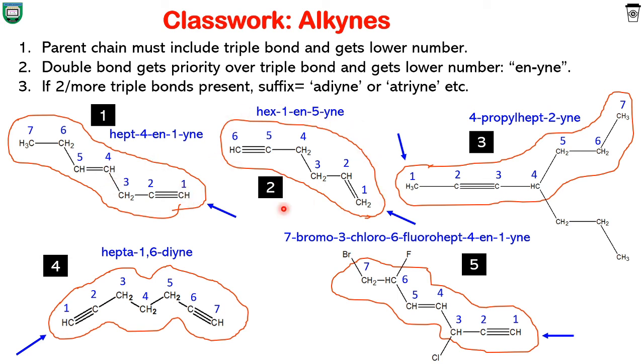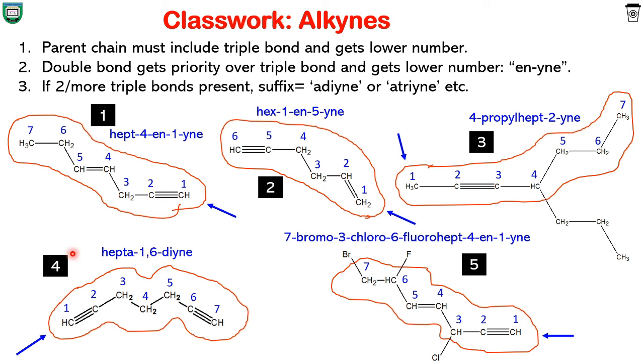Let's look at the second molecule. In second molecule, if you start numbering from right, double bond gets first position. If you start numbering from left to the right, triple bond gets first position. In that case, double bond gets priority. And these molecules are en-yne molecules. So we omitted the E, second E, E-N-Y-N-E. Similarly to the alkenes, if 2 or more triple bonds are present in a molecule, we use the suffix diyne, triyne, etc.